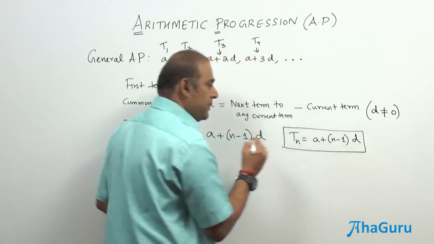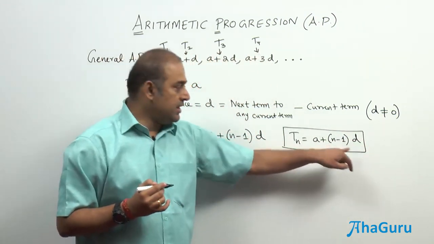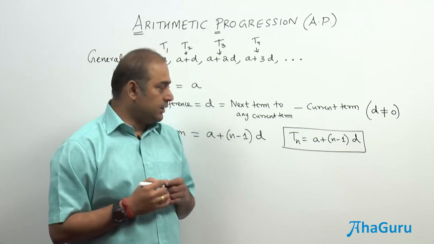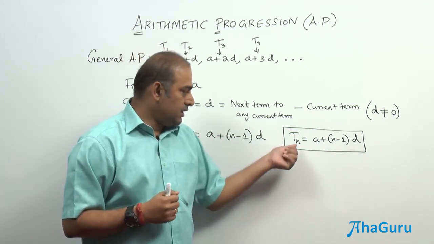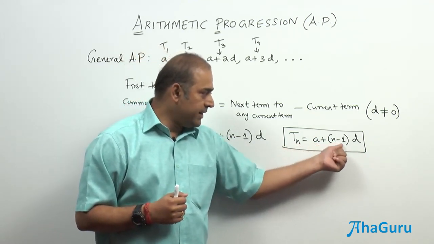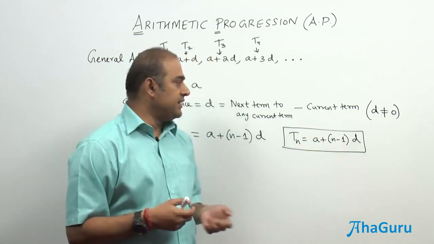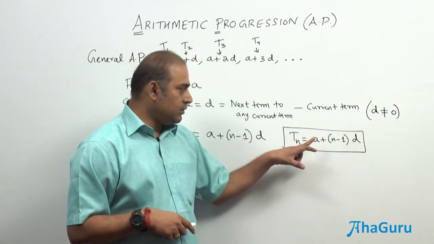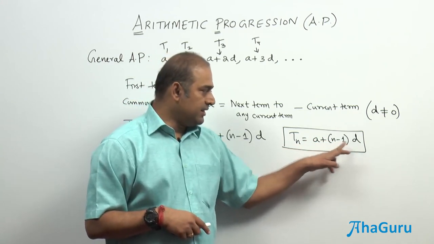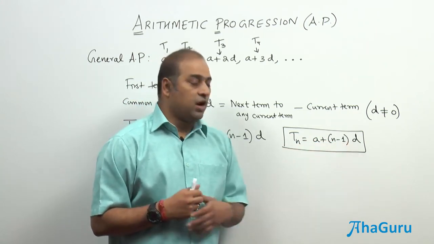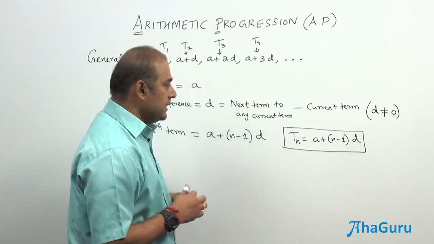If A is known and D is known, and you want to find the nth term, for example the 20th term, T20 equals A plus 20 minus 1 into D, that is 19D. If you want to find the 30th term, T30 equals A plus 30 minus 1 D, that is 29D. So this is the formula to find the nth term.